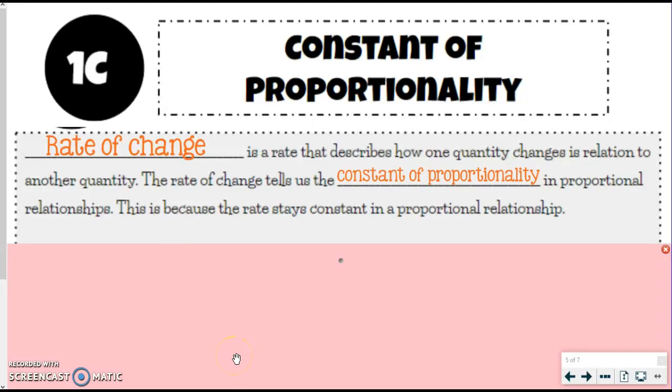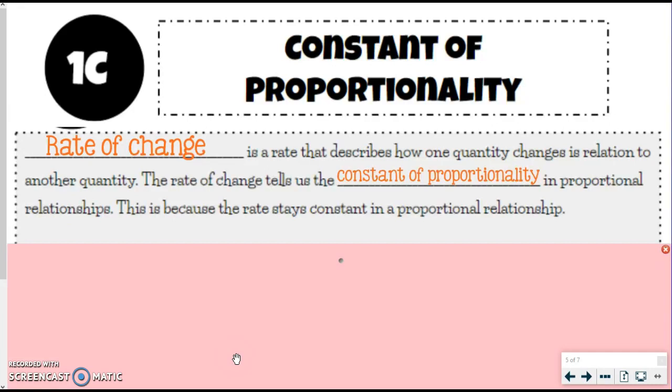Alright, let's keep it rolling with constant of proportionality. So let's fill in some blanks here and get some vocab going. So rate of change is a rate that describes how one quantity changes in relation to another quantity, which we've already talked about, right? That's just what it is called, is rate of change.